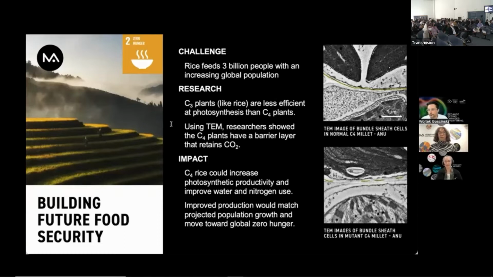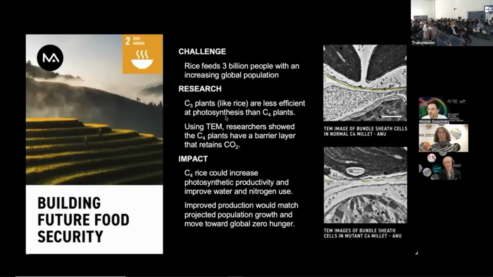So the research that's been done through our facilities is that C3 plants like rice are not as efficient in their photosynthesis processes as C4 plants. And the TEM work that was done showed that there are these bundle sheath cells that in a C4 plant retain the gas, the carbon dioxide gas, and so it can't escape. And what we've got is 2 images here, one looking at the normal C4 millet, where you can see the yellow line or that seal that is unbroken, and the mutant C4 millet. And so because they don't then create that barrier layer, they're not as efficient.